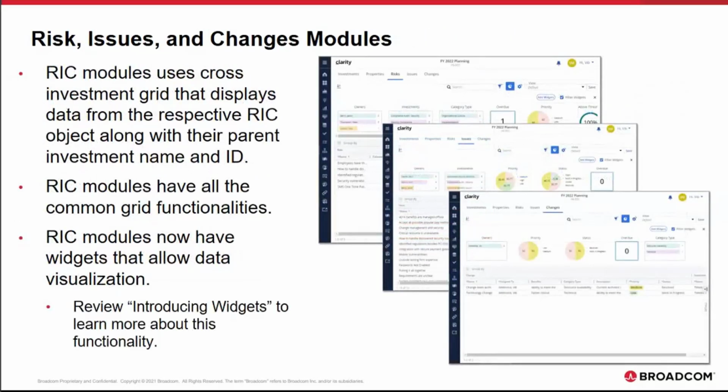The risk, issues, and changes module uses a cross-investment grid that displays the data respective to those RIC objects along with their parent investment name and ID. So there is a cross-investment grid where you can see the data from the risk, issues, and changes, or their investments or the hierarchy level that they're in. Risk, issue, and changes modules have all the common grid functionality, and the modules now have widgets that allow you to visualize the data.